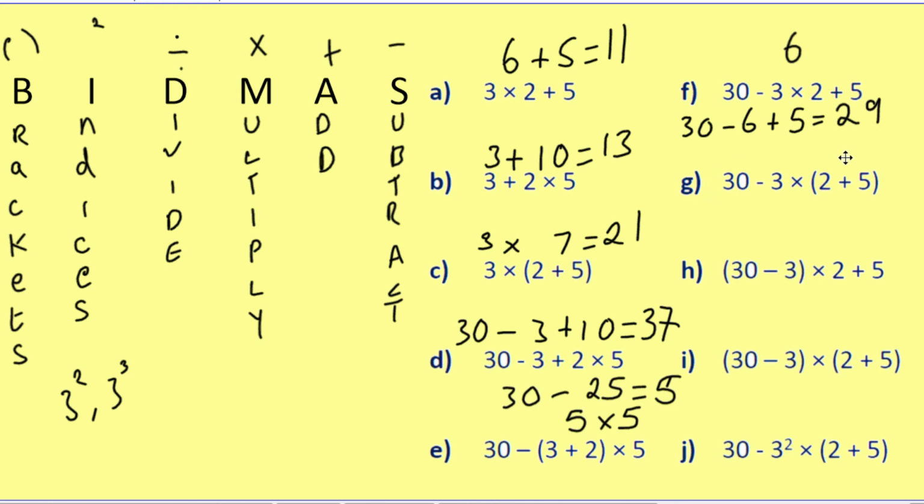Again, we've got some brackets here. 2 plus 5 is 7. Then we're going to multiply that by 3, which is 21. 30 take away 21 is 9. Again, we've got brackets here. 30 take away 3 is 27. Multiplied by 2 is 54. Add the 5 is going to give us 60. Oh, no, it's not. It's going to give us 59.